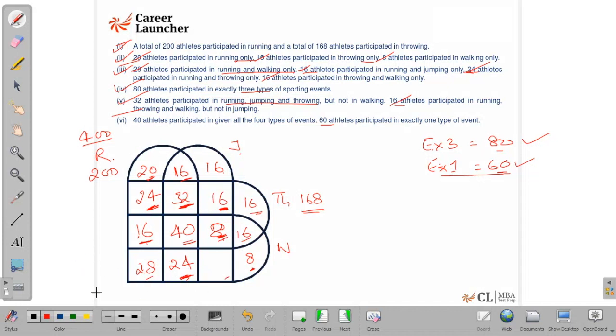And one last item left out here. What should this be? Now look at it this way. Running is 200. If running is 200, outside running should also be 200. So outside running, all these cells, the ones which I have underlined with green, should add up to 200. So let's check out. 16, 16, 16, 16, 4s are 64. 16 5s are 80. That means the cell which is balanced should be 120.